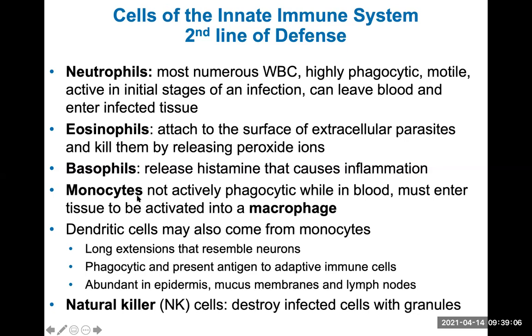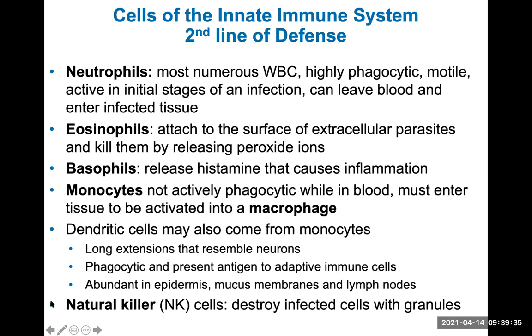There are other what we call APCs, antigen presenting cells, but dendritic cells are an especially important group. Okay, abundant in the epidermis, mucous membranes, and lymph nodes. So dendritic cells will be found in the highest concentration outside of the blood, right? In the skin, mucous membranes, lymph nodes.